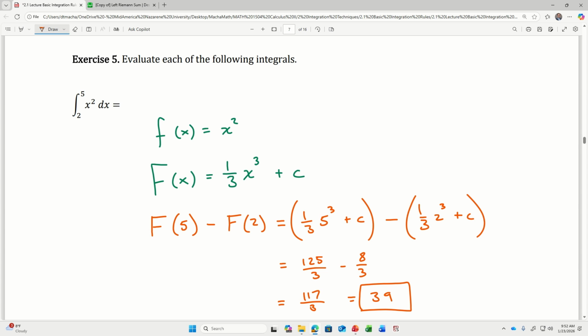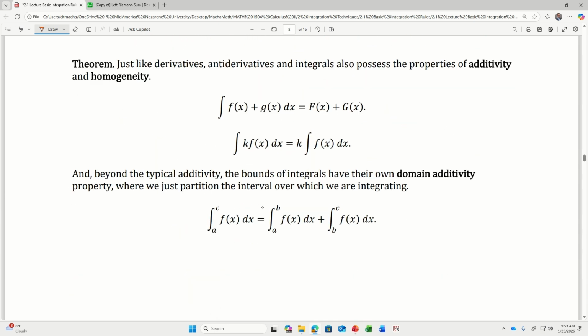(125 minus 8 is 117. 117 over 3 is 39. So, yeah, I've got a positive plus c minus the same plus c, right? And so if I subtract c minus c, then it cancels out. And it turns out that constant doesn't matter. It doesn't matter what antiderivative you choose, because any kind of constant you add to it is going to cancel itself out. So the value of this integral is well defined, and it's exactly 39.